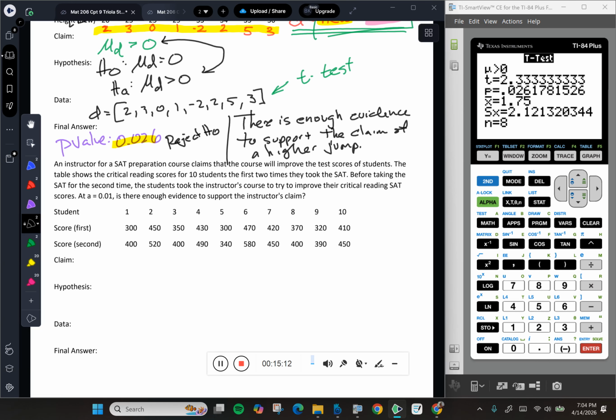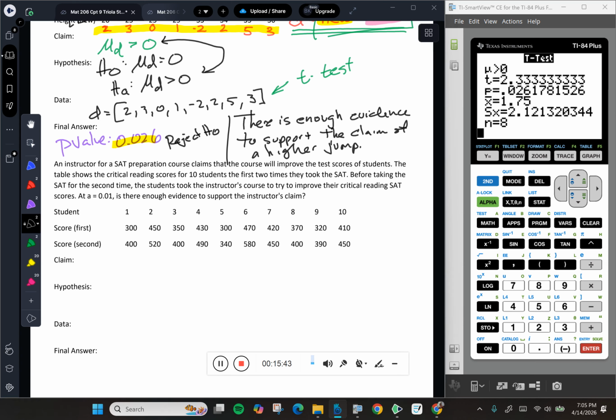An instructor for an SAT prep course claims that the course will improve the test scores of students. Why else would you take it? The table shows the critical reading scores for 10 students for the first 2 times they took the SAT, before taking the prep course and after taking the prep course. At a significance level of 0.01, is there enough evidence to support the instructor's claim?